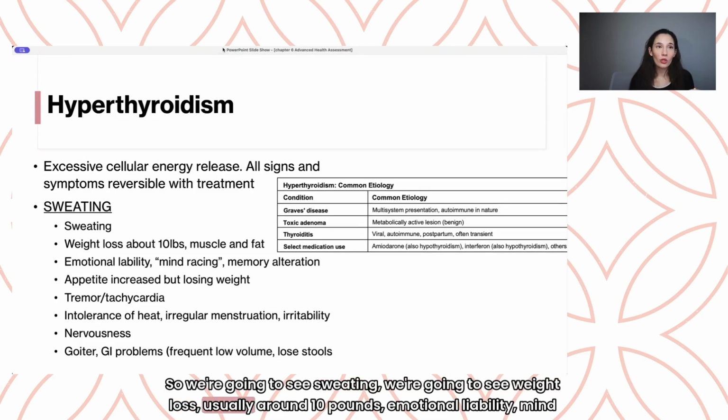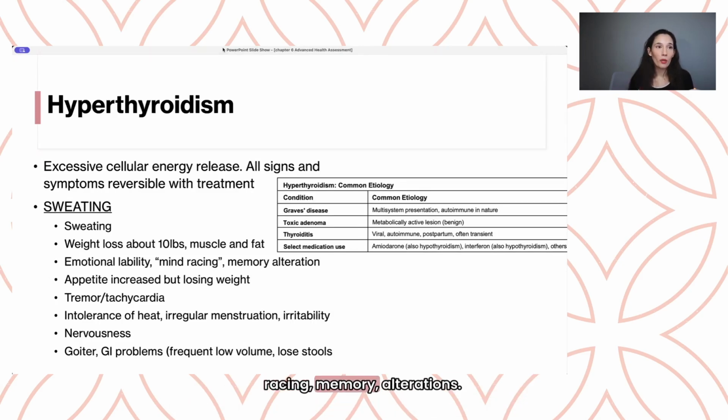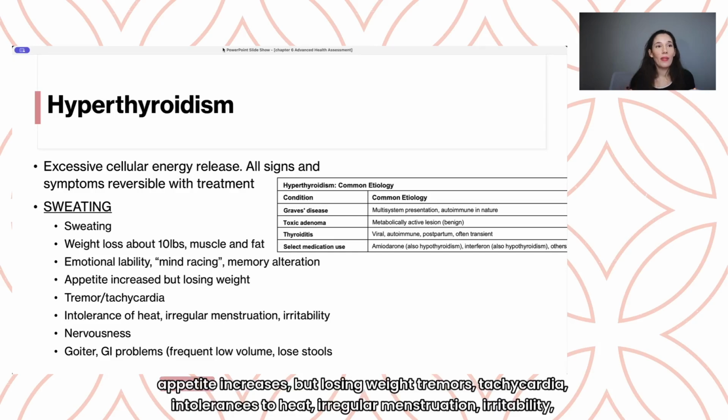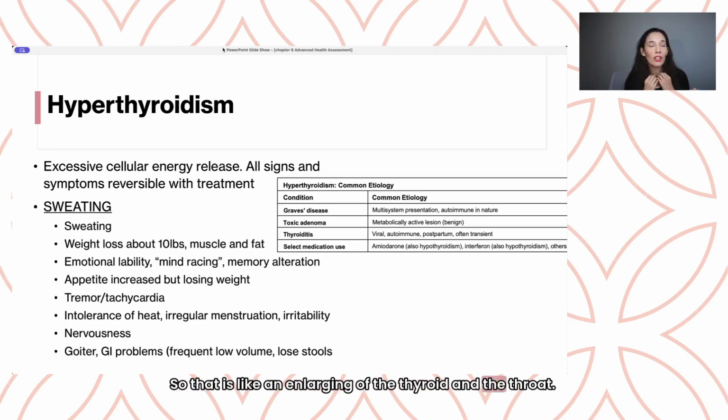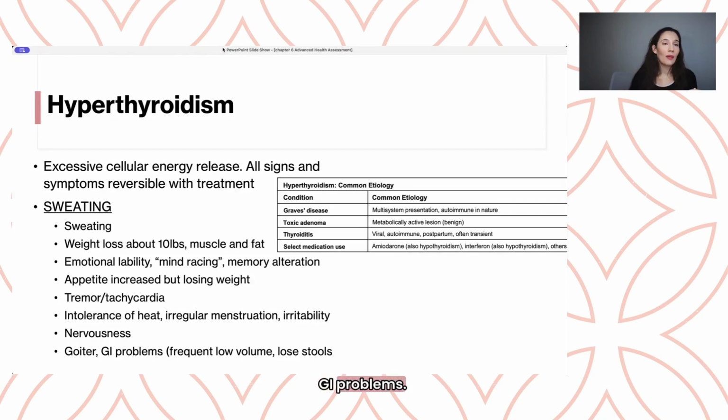We're going to see weight loss, usually around 10 pounds, emotional lability, mind racing, memory alterations, appetite increases but losing weight, tremors, tachycardia, intolerance to heat, irregular menstruation, irritability, nervousness. We can see a goiter, which is an enlarging of the thyroid in the throat. GI problems.